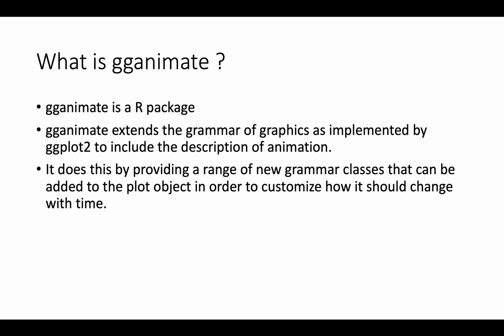So what is gganimate? Gganimate extends the grammar of graphics as implemented by ggplot2 to include animation. It is basically built on animation. It does this by providing a range of new grammar classes that can be added to the plot in order to customize how it should change over time.